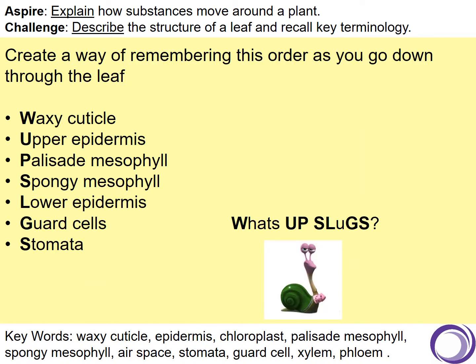So have a think about the way you need to come up with a way of remembering these layers, because it's such a common question that students get wrong. So you've got the waxy cuticle, upper epidermis, palisade, spongy, lower epidermis, and in that lower epidermis there are guard cells and stomata.